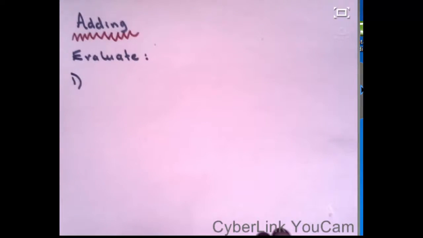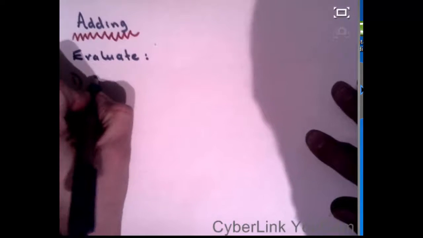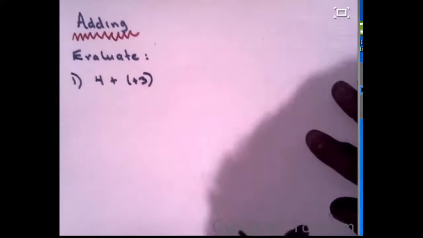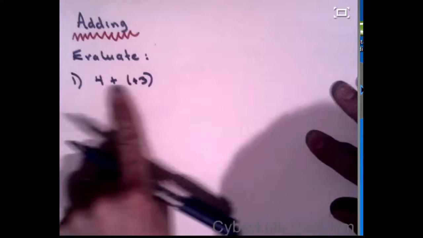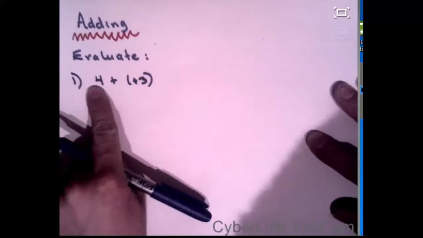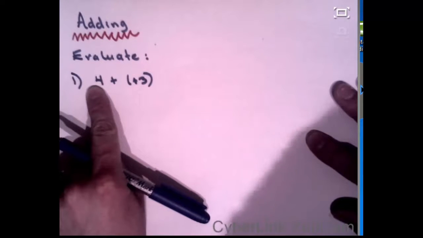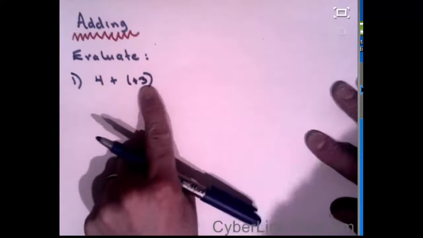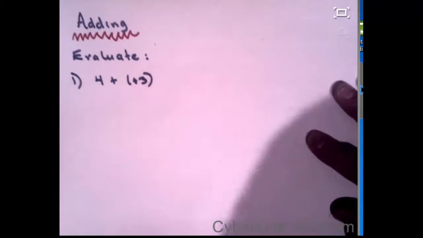Let's look at doing some adding with our integers. Okay, so the first one we're going to do here, first off, it's called to evaluate. So we're going to evaluate 4 plus 3. Okay, so this is a positive 4, and you know that because there's no sign on it. Anytime a number has no sign on it, you know it's positive. Then it says to add +3. Now this one tells you it's +3.